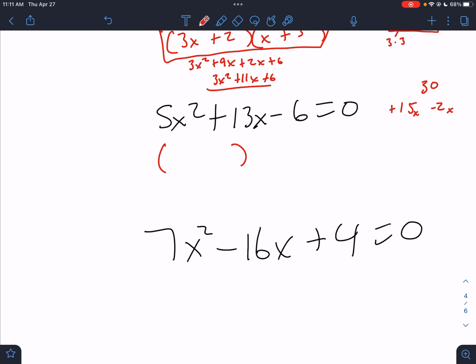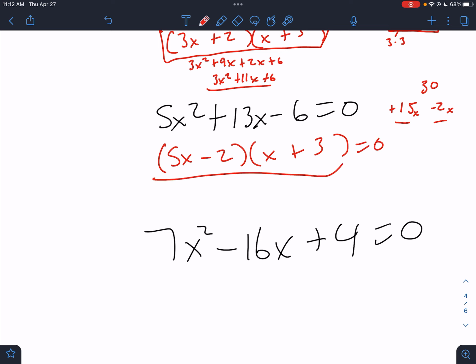The next thing we do is make our parentheses. How do you make 5x squared? There's only one way, 5x times x. From here, we have to figure out how do we get plus 15 minus 2. 5 times 3 gets me 15. 1 times negative 2 gets me negative 2. And there's my factors.